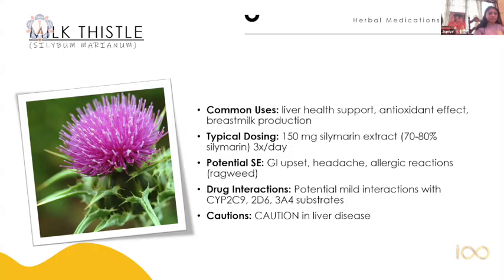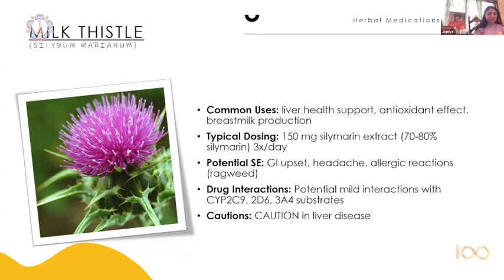And it has something called silymarin. And that's a complex that helps stabilize your liver cells, and it protects it from toxins. And it also increases prolactin levels by stimulating the pituitary gland, and it can improve breast milk supply. So you'll see a lot of nursing mothers use this medication or this herbal. People that need liver health support, antioxidant effects are the most common uses.